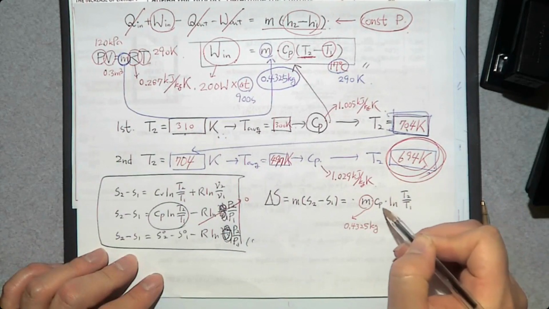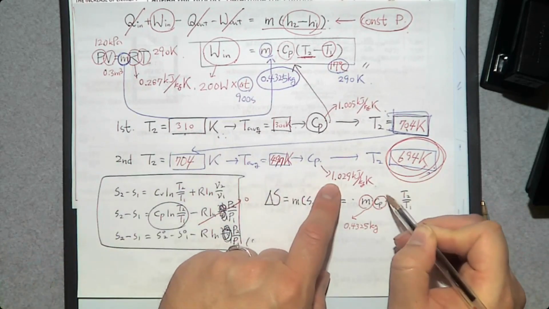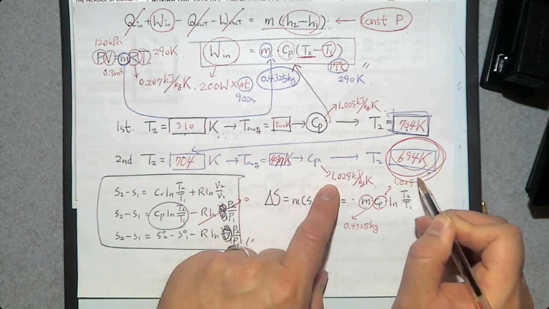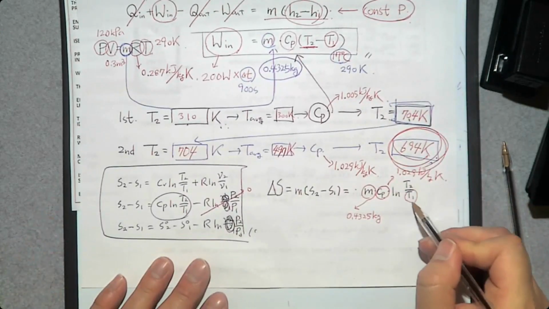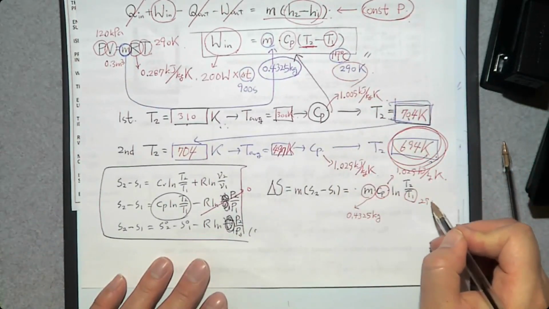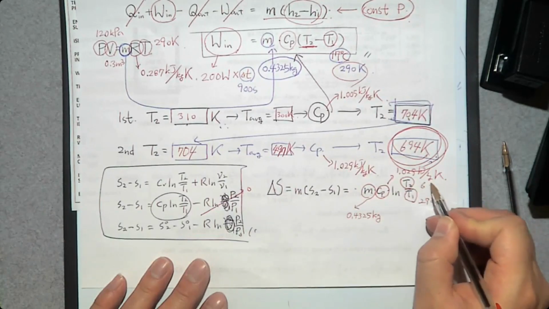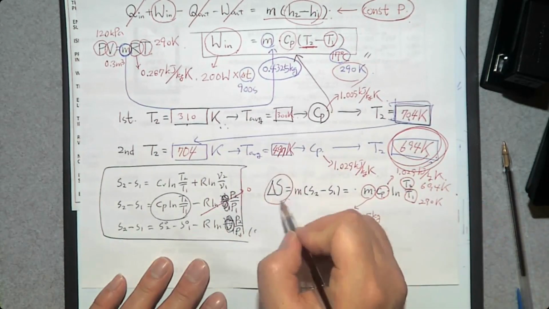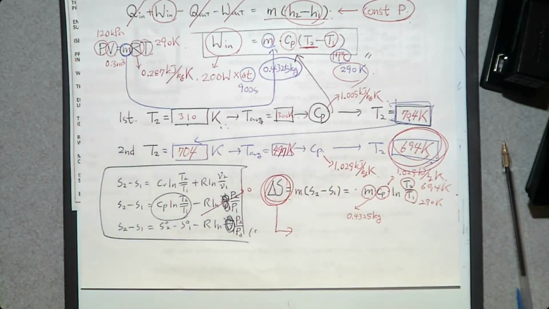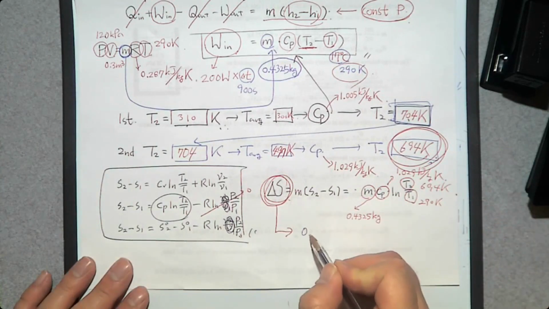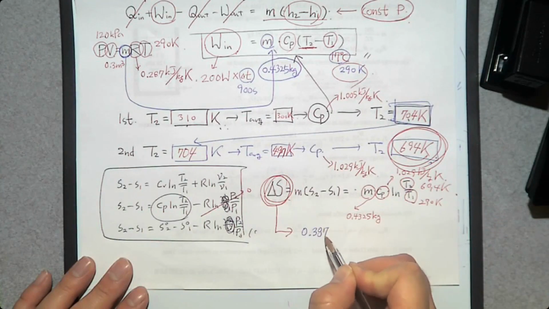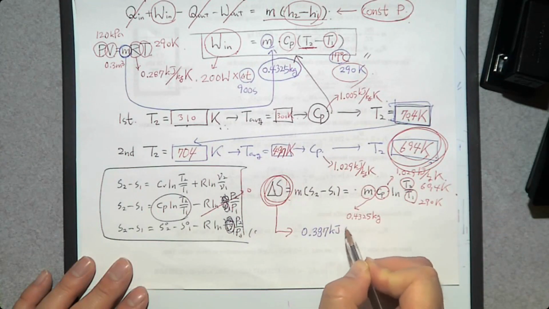0.4325 kilogram. What is the specific heat that we used? 1.029 kilojoule per kilogram Kelvin. What is the initial temperature? 290. And what is the final temperature? 694 Kelvin. So from this, you can determine the change in entropy. If you do, you get 0.387 kilojoule per kilogram.